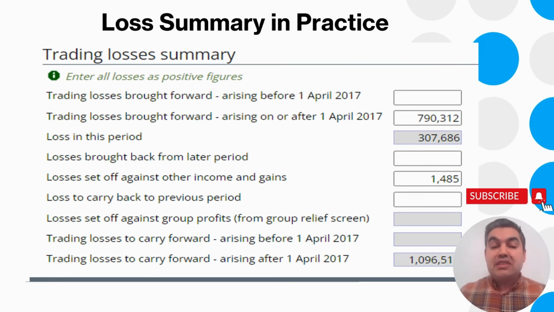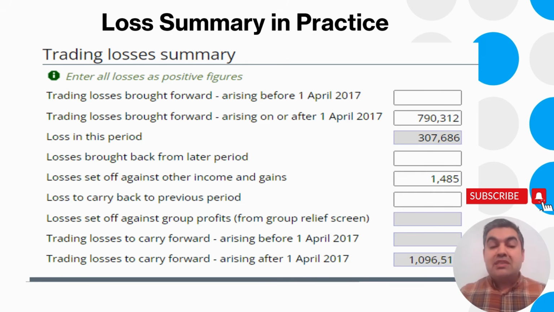So for the loss summary in practice, look at these columns and these boxes. We have a column for losses arising before 1st April 2017. These losses can be carried forward and set against only trading profit of the same trade. There is another column. If you look at the second line, we have the losses arising on or after 1st April 2017. This can be carried forward and set against the total profit of the company, any future total profit of the business.